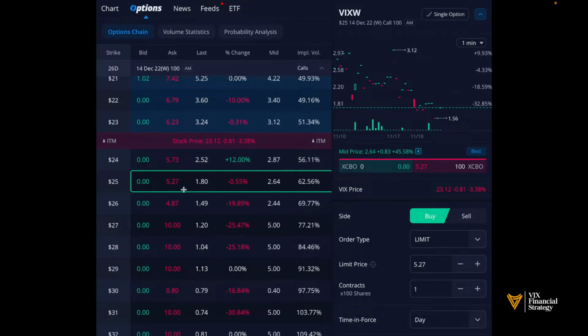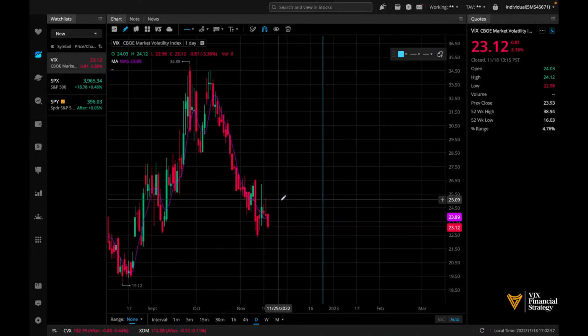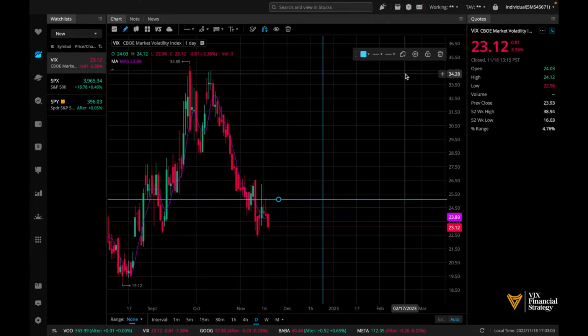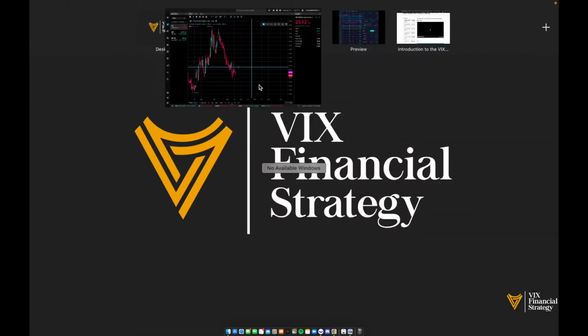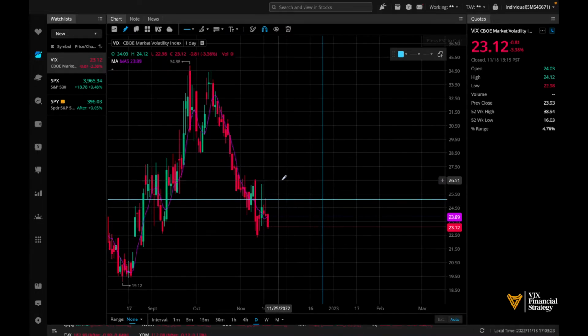So let's say I bought a call option on the VIX at the 25 strike price and I got filled at 1.8. What that means is that I bought the 25, this is my strike price, and I bought it for 1.8. So we'll add 1.8 to our strike price, and that will give us our break-even price. So 25 plus 1.8 will give us 26.8. Let's just put a line to visualize for this example.